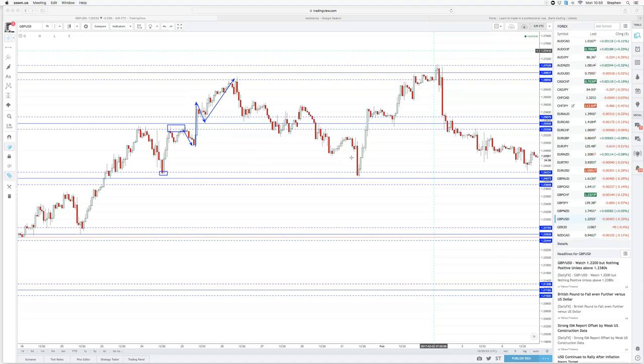So the easiest way to say this is it's literally like playing tennis. You've got your resistance at the top, your support at the bottom. Just remember, if your candle's in the middle, resistance is always above, support is always below. Okay, and I'm going to explain exactly how to trade this later on in the price action video.